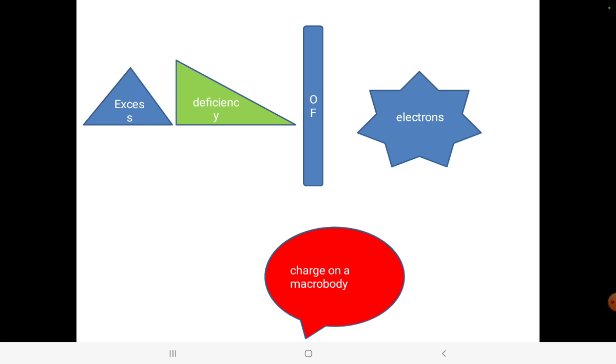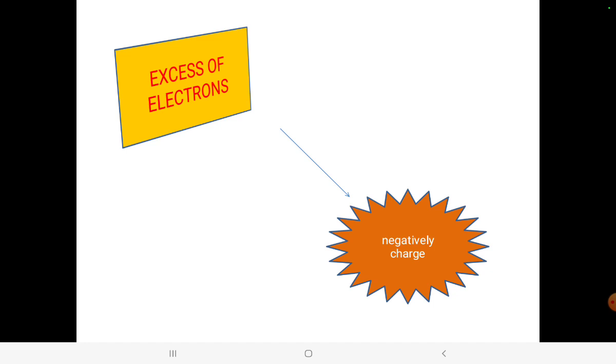So here we can observe that there is one macro body, that means a small body, right? If there is any deficiency or excess, that is how charge happens. It may be a deficiency of some electrons, or an excess of some electrons. We can see that in the next slide. Excess of electrons means the atom can capture some electrons, so it will be a negatively charged body.